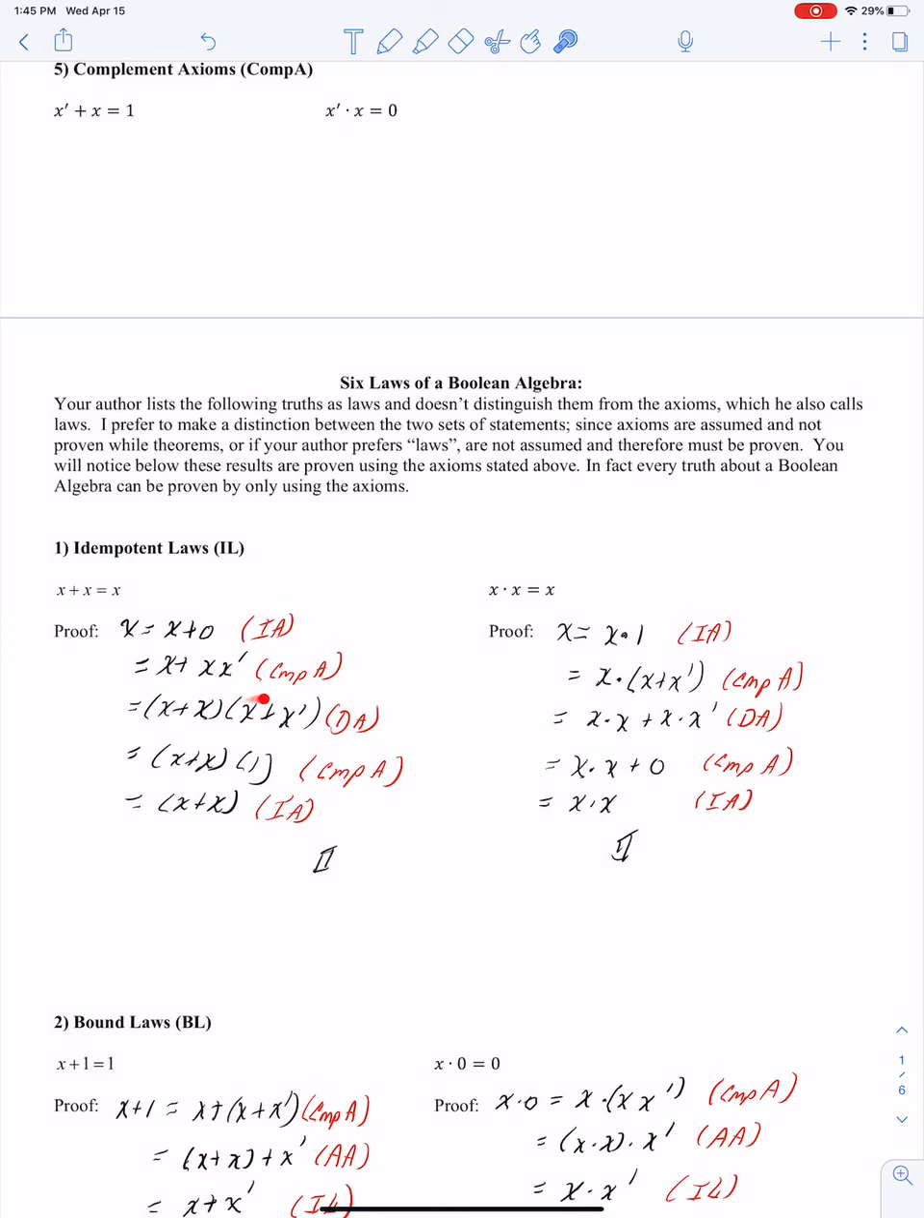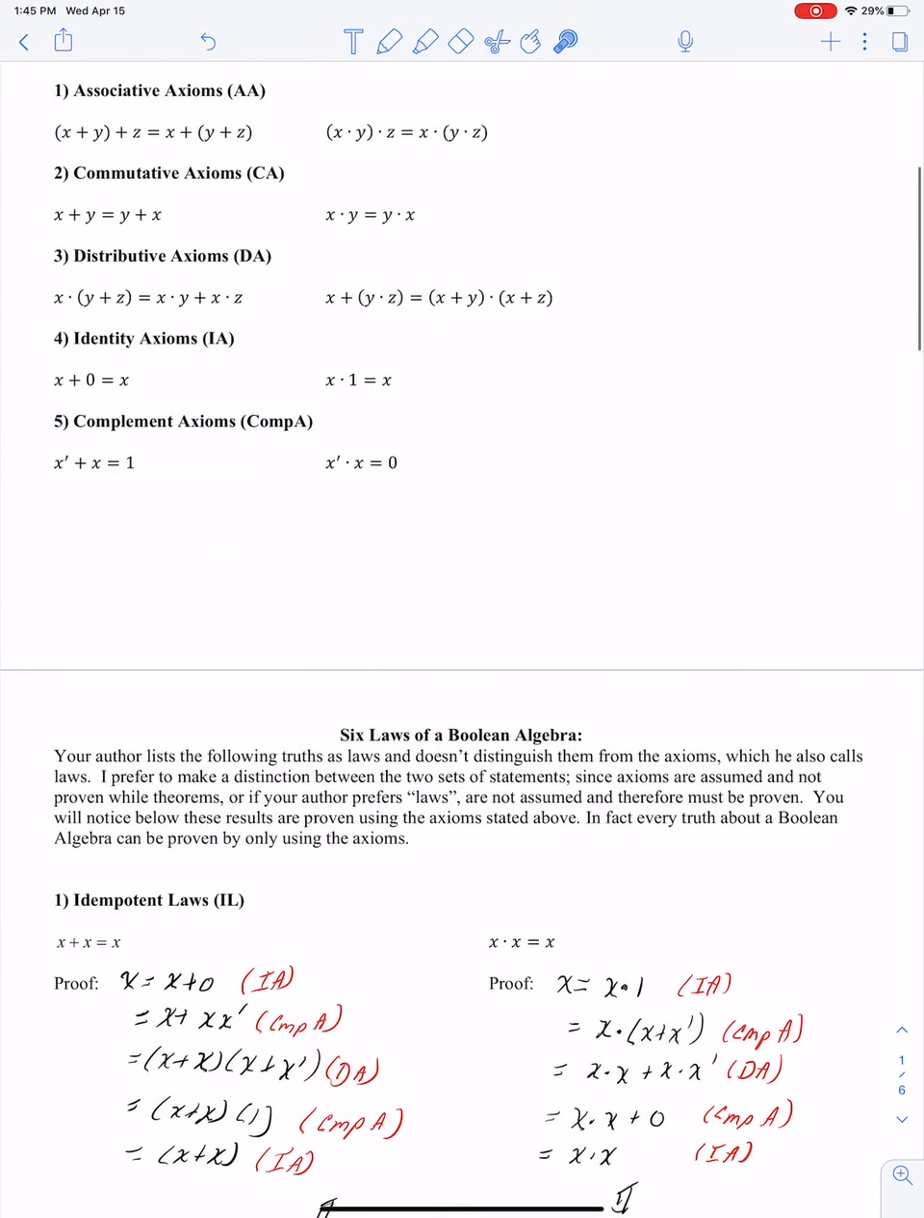Now, what's x plus x prime? Well, by the complement axiom, the first one, x plus x prime, which is the same as x prime plus x, again because of the commutative axiom, is just 1. So this is just 1. So I replace it by 1. And now 1 dot anything is that thing back. What axiom am I using there? The identity axiom. Anything dot 1 is that thing back.